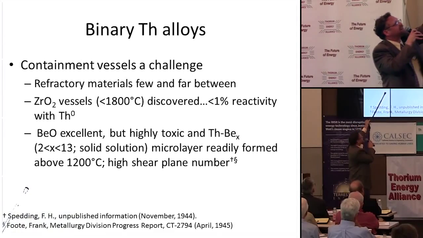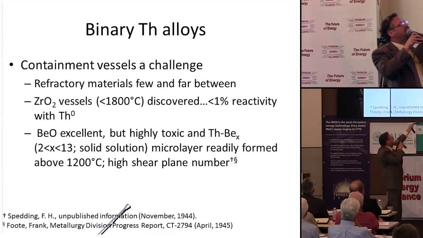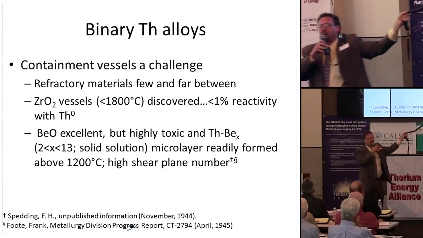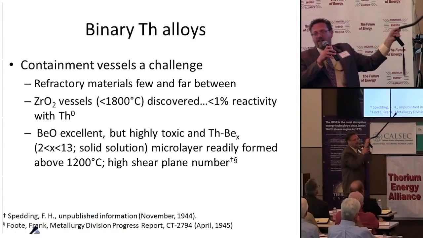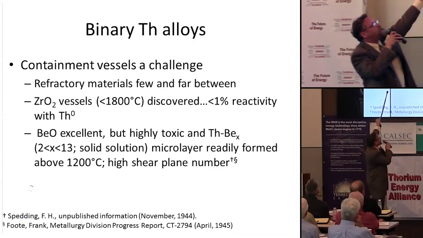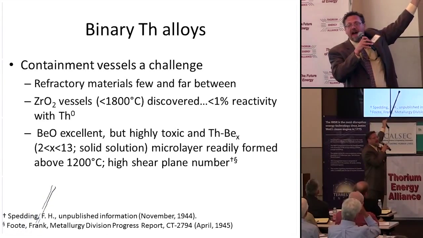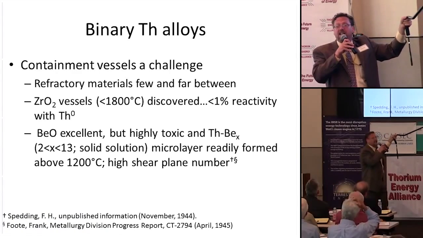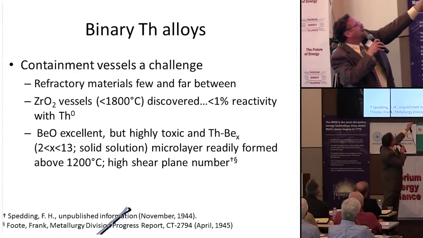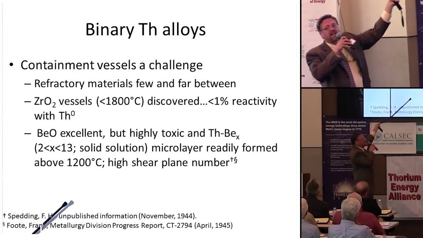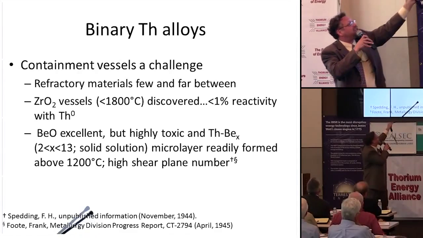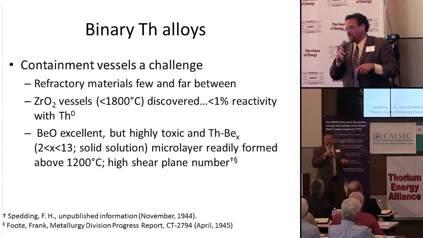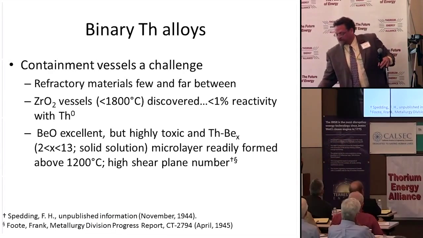Beryllium oxide was excellent, but highly toxic, and it turned out that you were forming thorium beryllide species, which obviously did not help. You had a wide range of beryllium atoms for every thorium, and so that was very strange. Nothing was intermetallic, so nothing was crystalline, so it was very sloppy. And that microlayer readily formed on the inside of the crucible, and then, high shear plane, what happened? It started flaking off, and that's obviously very bad. You don't want to breathe that stuff in. So they settled on zirconia.